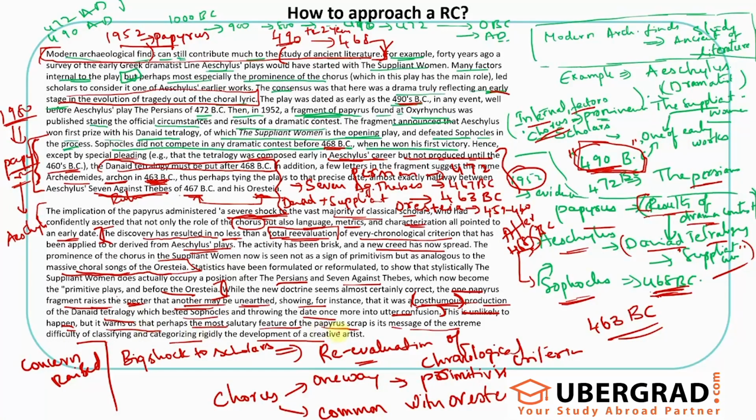Perhaps it can happen. What you have to understand is the most salutary feature of this papyrus scrap is the message that it is giving, that it's very difficult to classify and categorize some author's development rigidly, just based on simple information or a simple framework or internal factors like the chorus, where you check and then feel, okay, this must be something like this. So this is a lesson for us. It's a warning for us to understand that it's not that easy to classify and categorize an artist's work very simply with some simple factors. So that's the conclusion that the author gave.